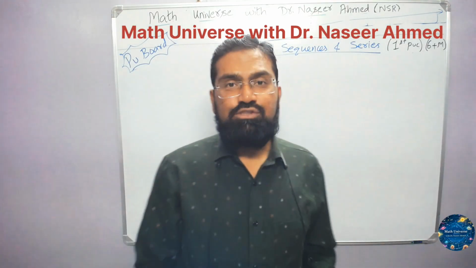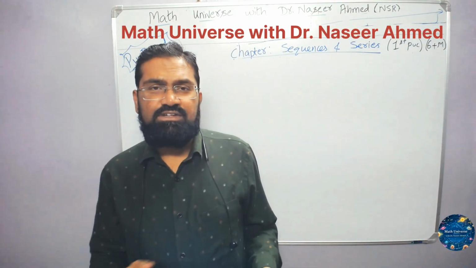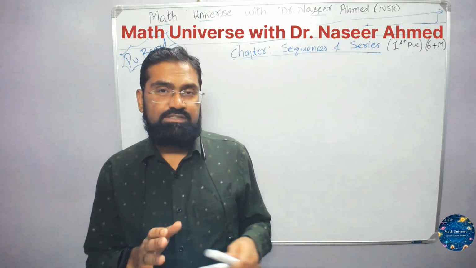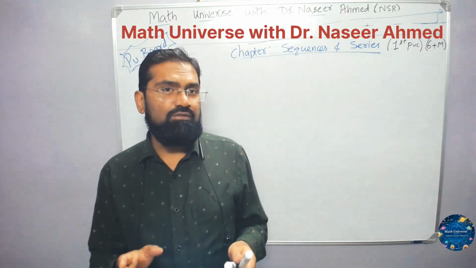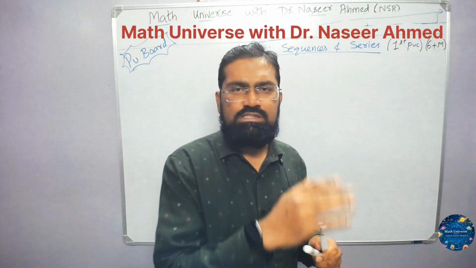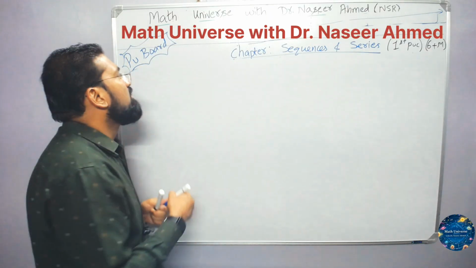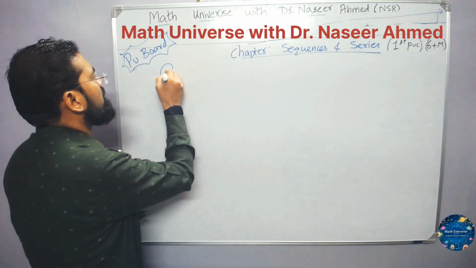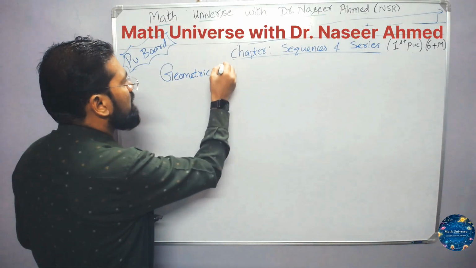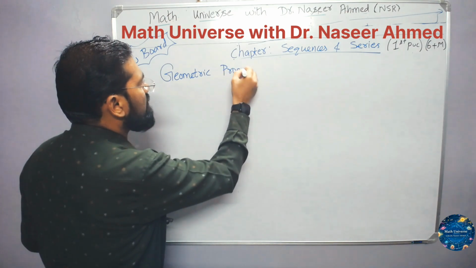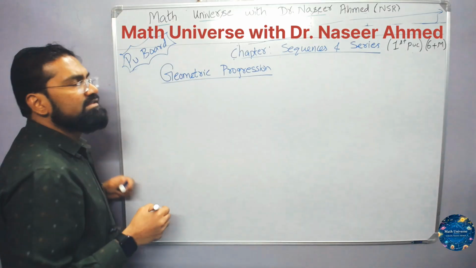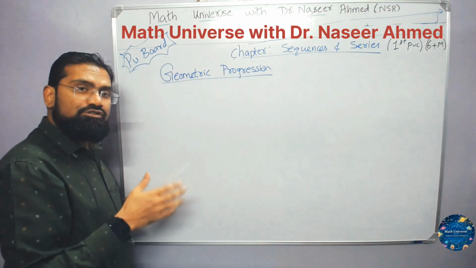Dear students, having understood the first concept, that is the location of the term, the sequence concept, and then solving the 3 problems from the model question paper, now comes the next concept, that is geometric progression. Now what is this geometric progression, or sequence? See carefully.